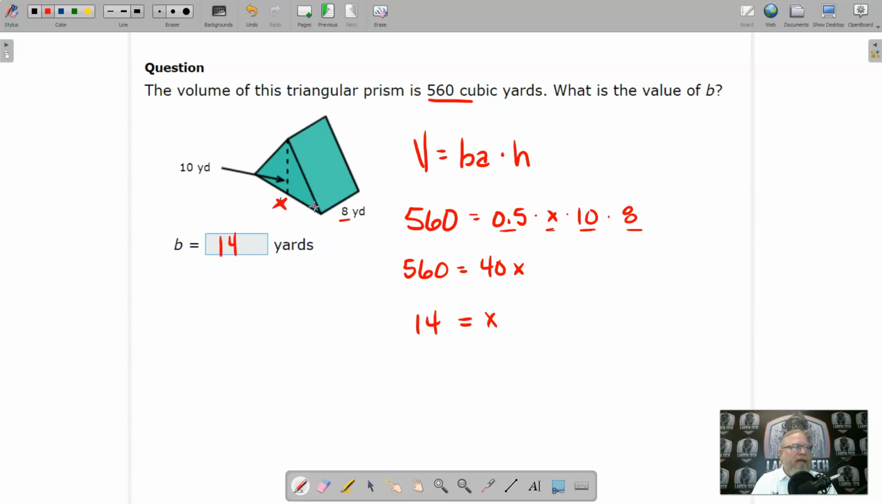Does that seem to make sense? Indeed it does. If this were 14 right here, looks a little bit longer than that, a little bit longer than that. Yep, 14 seems like a reasonable answer for this particular problem.